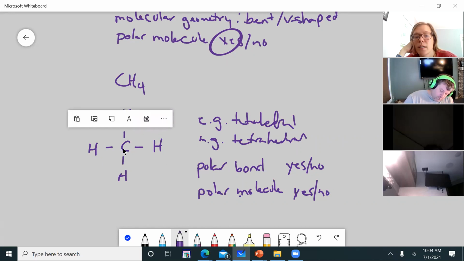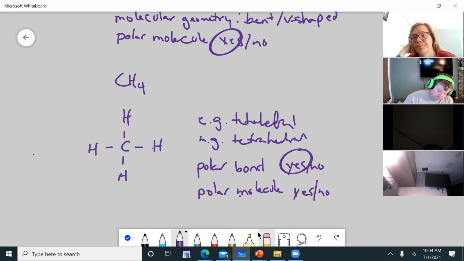Is the bond between carbon and hydrogen polar? Yeah, they're two nonmetals. They're not sharing the electrons equally. Carbon is going to be greedier than hydrogen. So the bond is polar. The bond is usually polar, unless it's like chlorine bonded to chlorine. Something like that would be nonpolar. But if it's two different things, it's going to be polar.